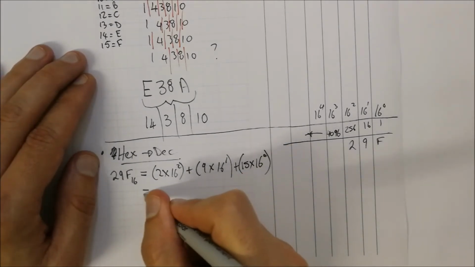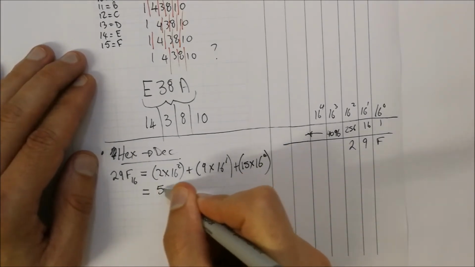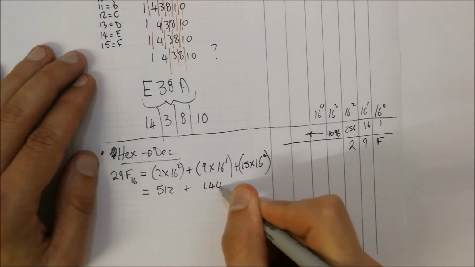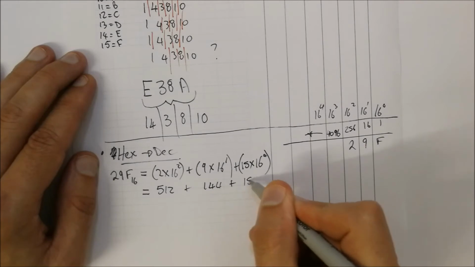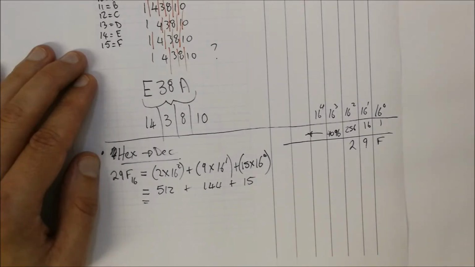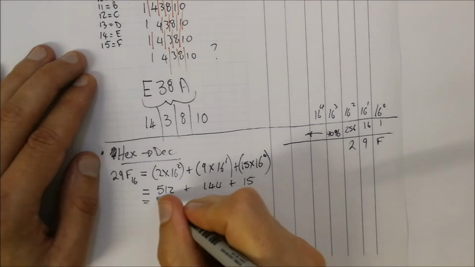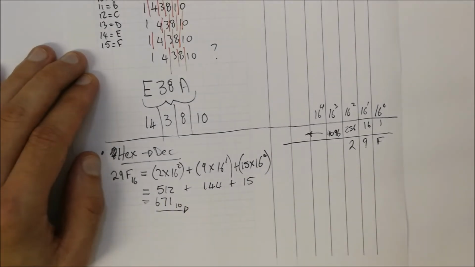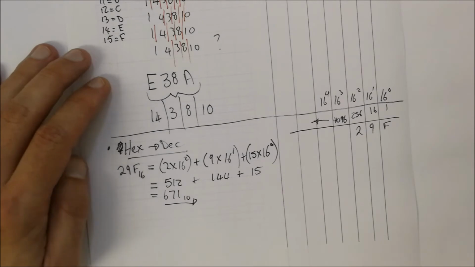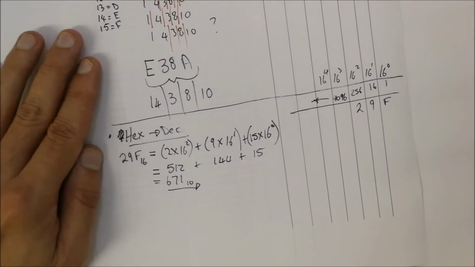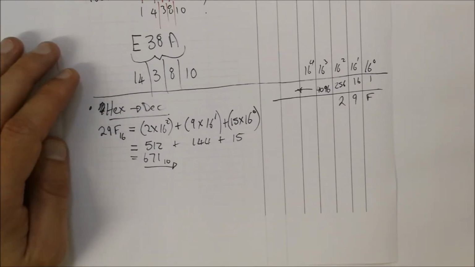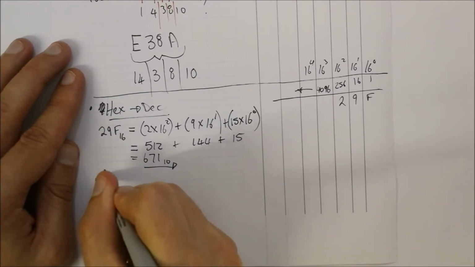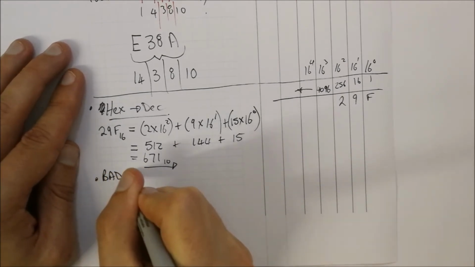Right, and that will then be equal to 512 plus 144 plus 15. Okay, and that will then come to 671 base 10. Let's have a look at another example. So let's say I give you the hexadecimal value of BAD1.